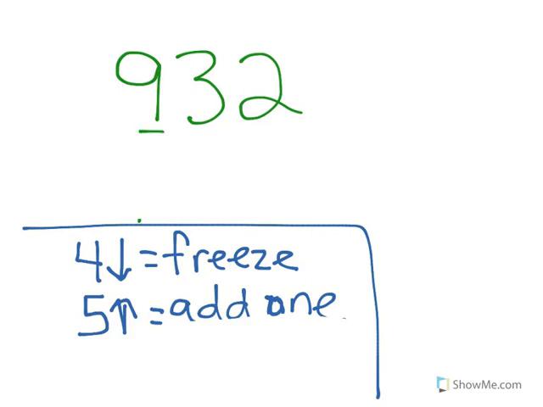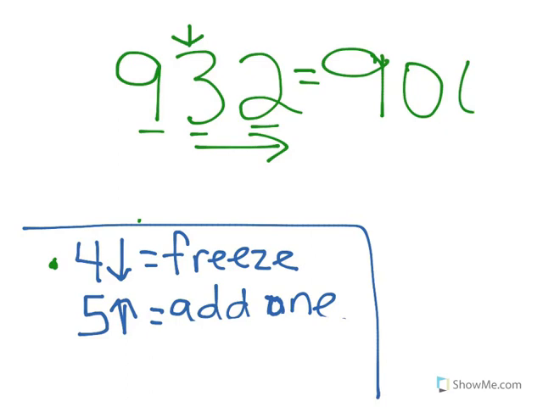So the same rules apply. I look at my 3. He's my nosy neighbor, telling me what to do. He's saying, I'm a 3. I am 4 or lower. So 9, you need to freeze. I don't want you to do anything. So the 9 is going to stay the same. And everything to the right, the 3 and the 2, will both turn into a 0.